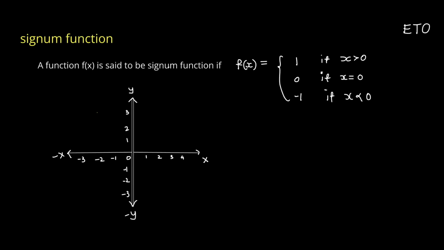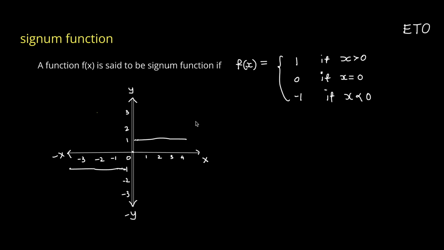Signum function. A function is said to be a signum function if it satisfies this condition. F of x equals 1 if x is greater than 0. F of x equals 0 if x equals 0. F of x equals minus 1 if x is less than 0. When x equals 0, the output will also equal 0. When x equals 0.1, the output will be 1. Similarly, for 0.2 also the output will be 1, and so on. When x equals minus 0.1, the output will equal minus 1. When x equals minus 0.7, the output will equal minus 1. And so on. For all negative values, the output will be minus 1.